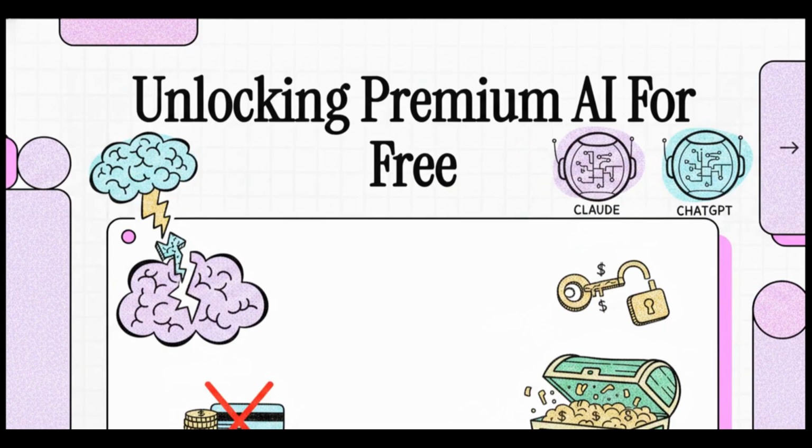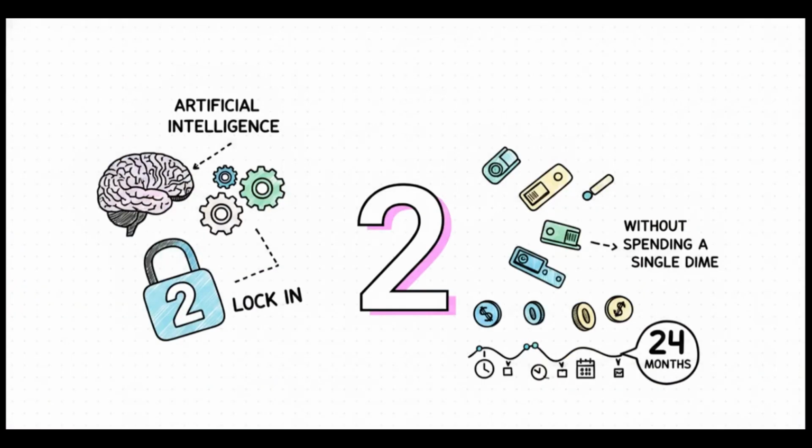We are going to look at exactly how you can access the premium paid models of both Claude and ChatGPT absolutely free of charge. And yeah, you heard that right. We are looking at exactly 2 full years of premium AI access on the line today. That is 24 months of uninterrupted, top of the line artificial intelligence, literally right at your fingertips, and you won't spend a single dime. This isn't some quick trial or a temporary glitch either. It's a structural benefit that you can lock in if you just know exactly which digital levers to pull.